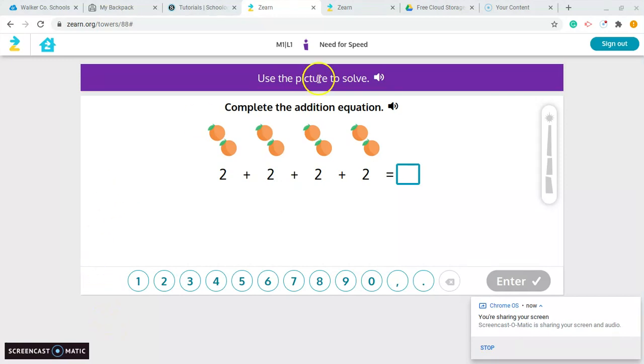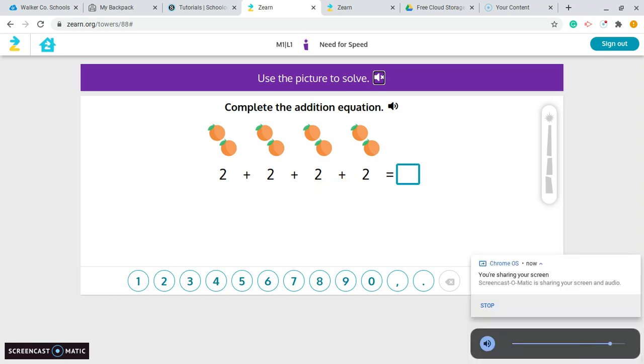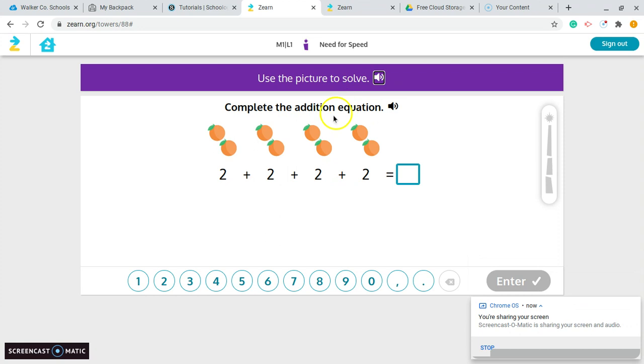Right here, you can click on this button, and it will read the question or the problem to you, or the directions. Use the picture to solve. Again, you don't have to click on that button, but you can. Complete the addition equation. So we have 2 plus 2 plus 2 plus 2, and we can even skip count and say 2, 4, 6, 8.